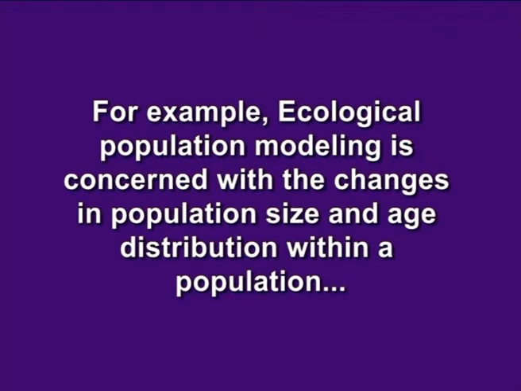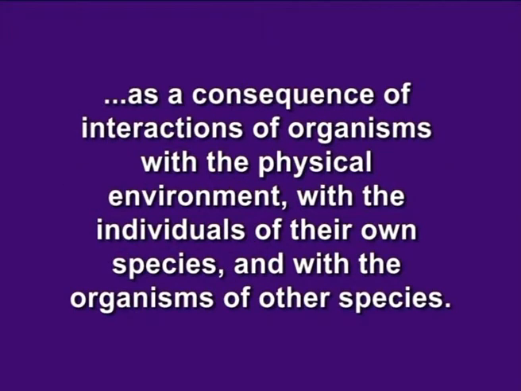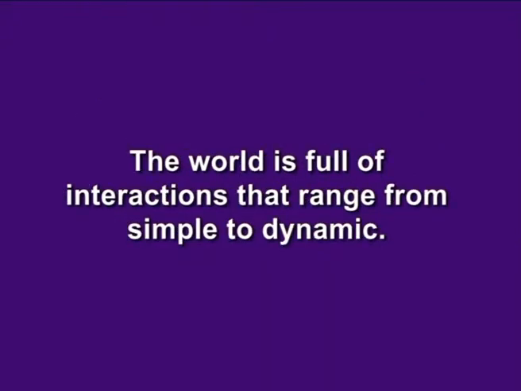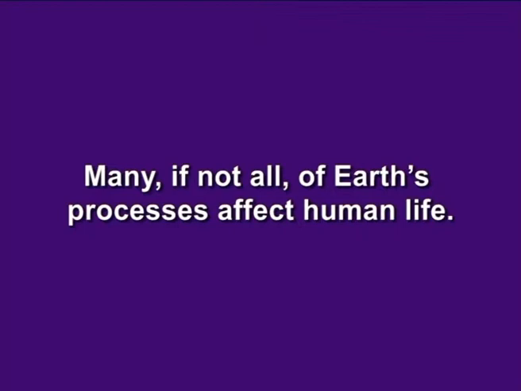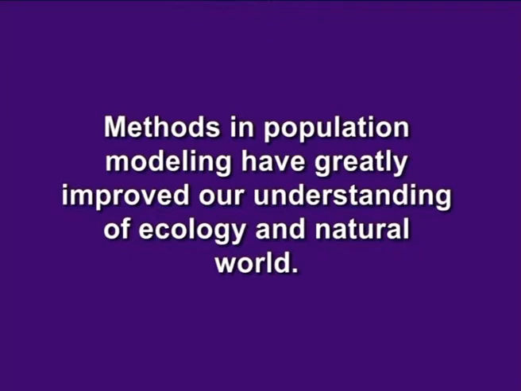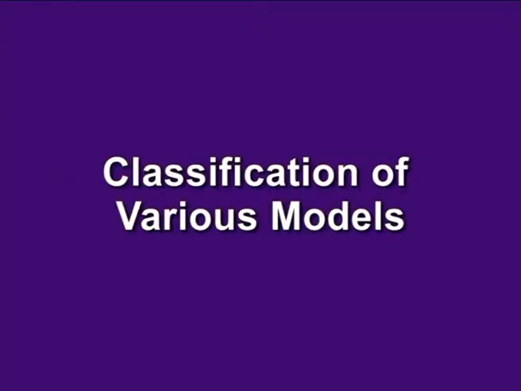For example, ecological population modeling is concerned with the changes in population size and age distribution within a population as a consequence of interaction of organisms with the physical environment, with individuals of their own species, and with organisms of other species. The world is full of interactions that range from simple to dynamic. Many, if not all, of Earth's processes affect human life. Methods in population modeling have greatly improved our understanding of ecology and the natural world. Let us discuss classification of various models.